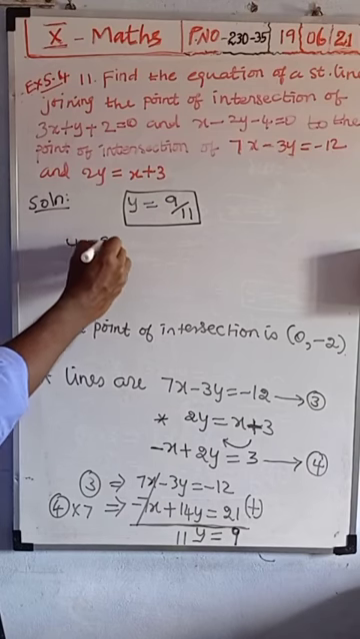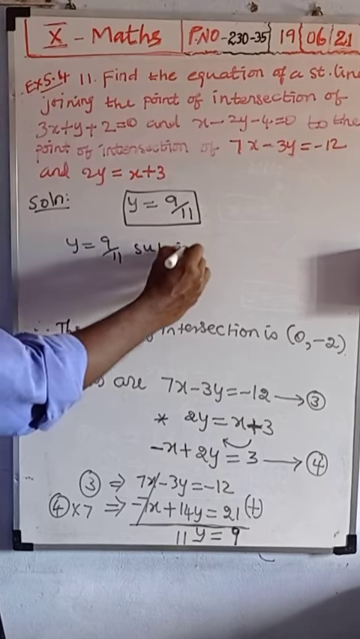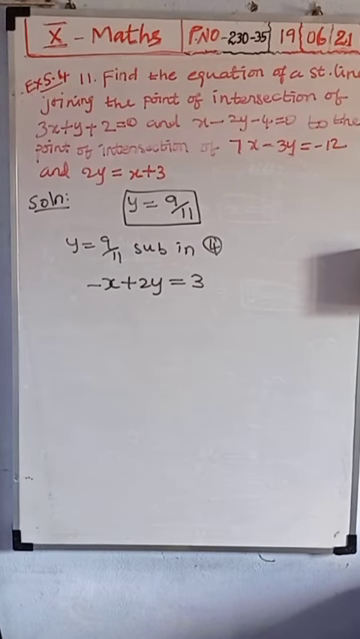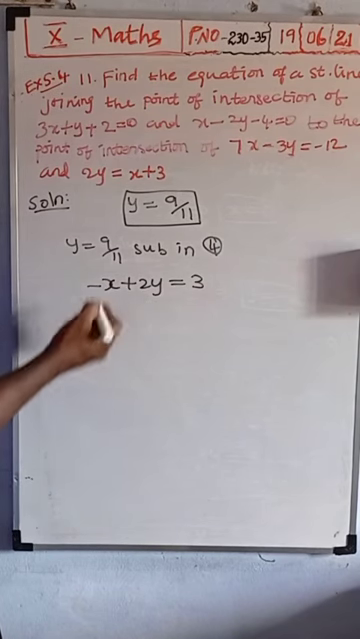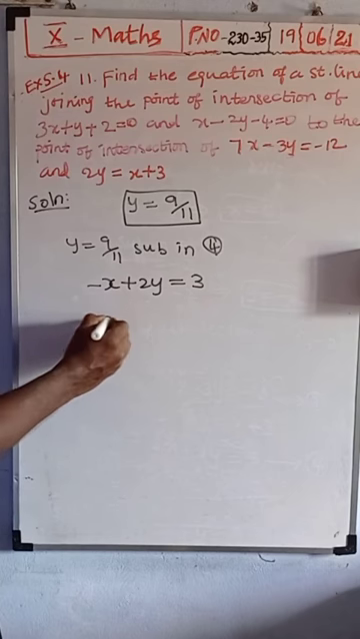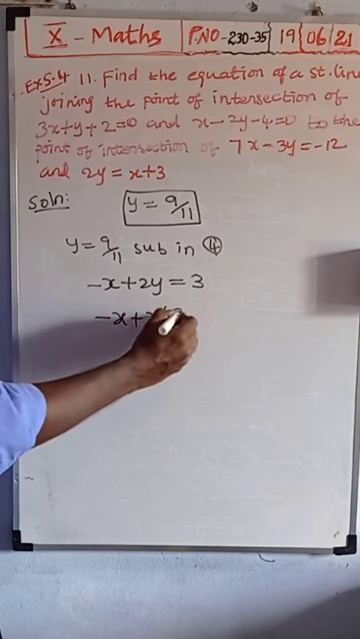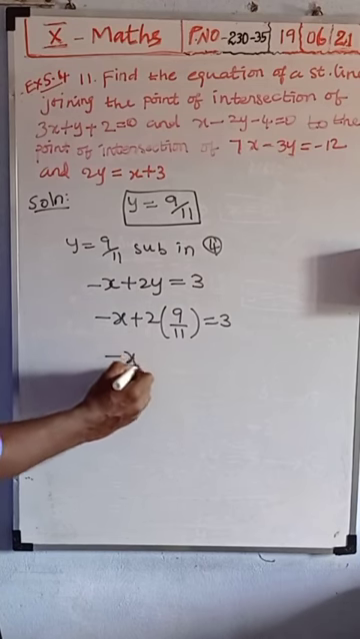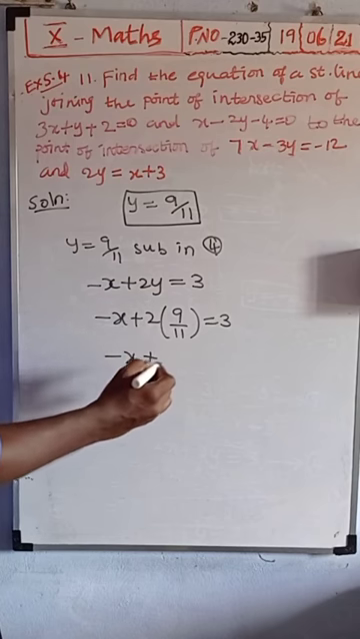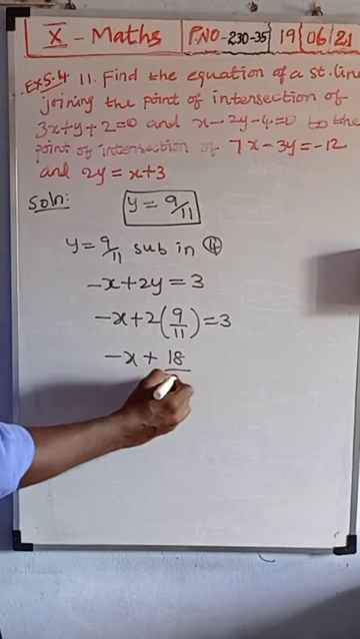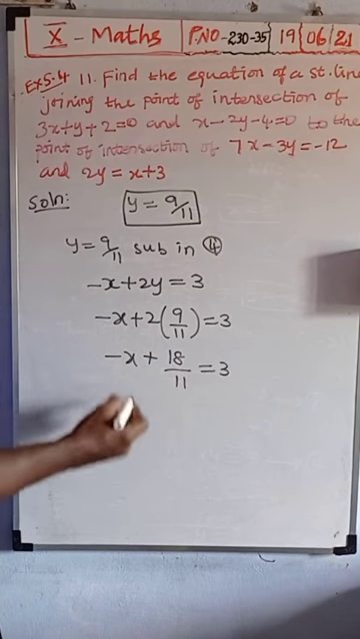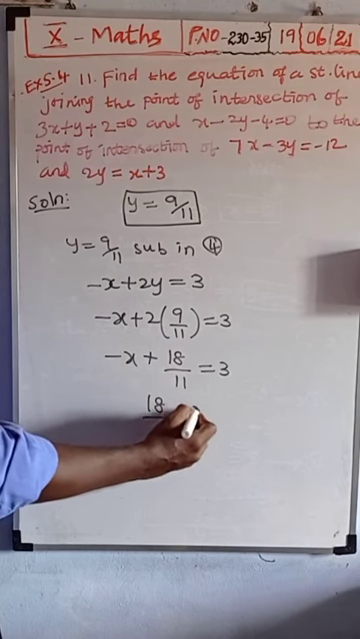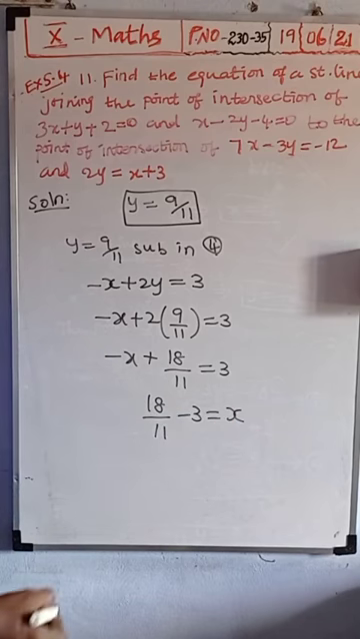Now y is equal to 9 by 11. Substitute in any one of the equations. So substitute in equation 4. You should substitute the y value, so you will receive minus x plus 2 times 9 by 11 is equal to 3. Here minus x, here we cannot get cancelled, so 9 2s are 18 divided by 11 is equal to 3. Next step, we need x, so plus x will go that side, so 18 by 11, plus 3 this side comes minus 3, so minus x that side goes plus x.